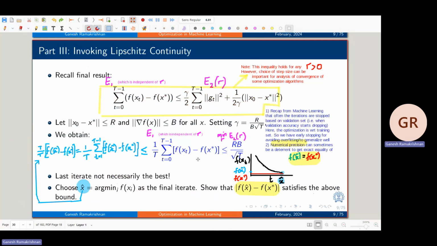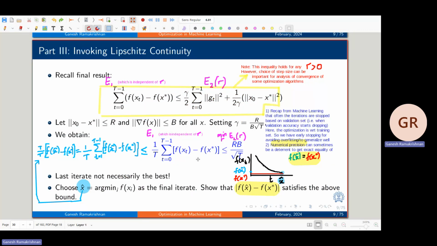Some gammas could have overshot. That gamma could have overshot sometimes. Right? So I'm just saying, let's be safe and pick the best x hat. Okay? Then that f of x hat minus f of x star is going to be certainly less than or equal to RB by square root T.